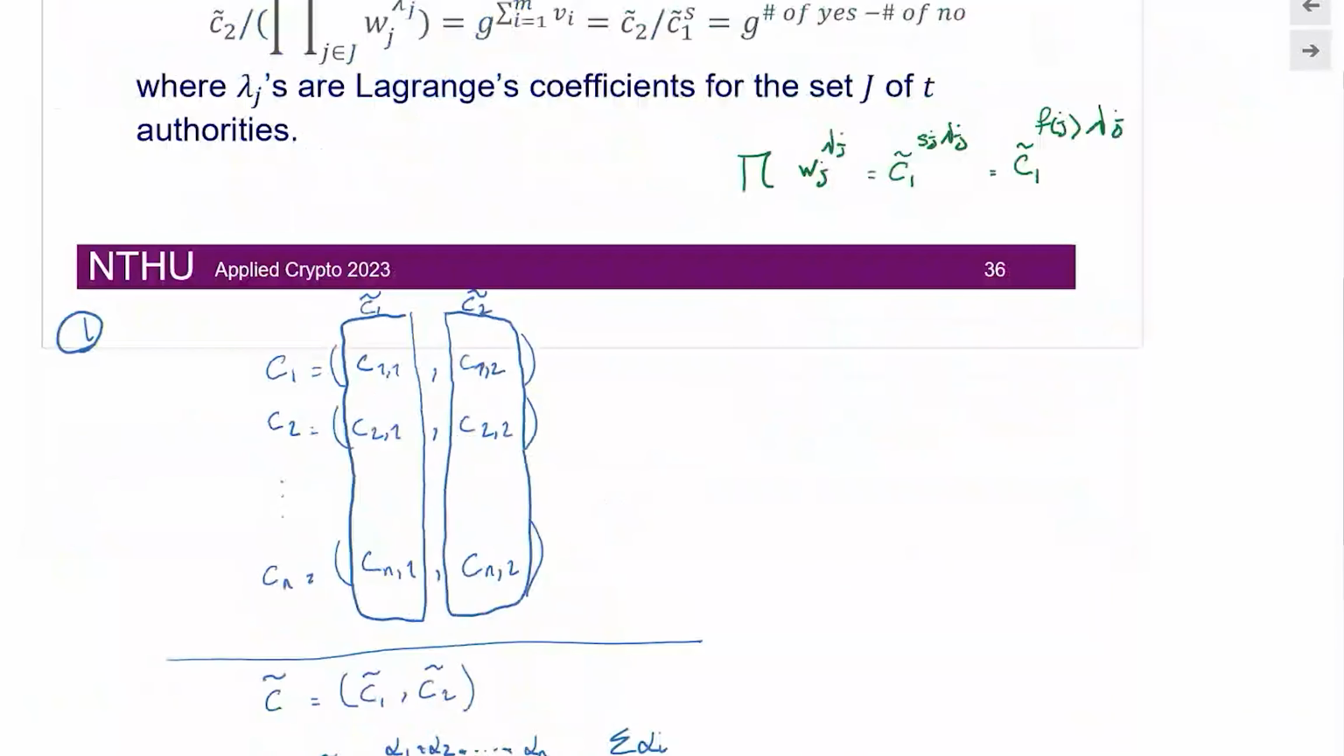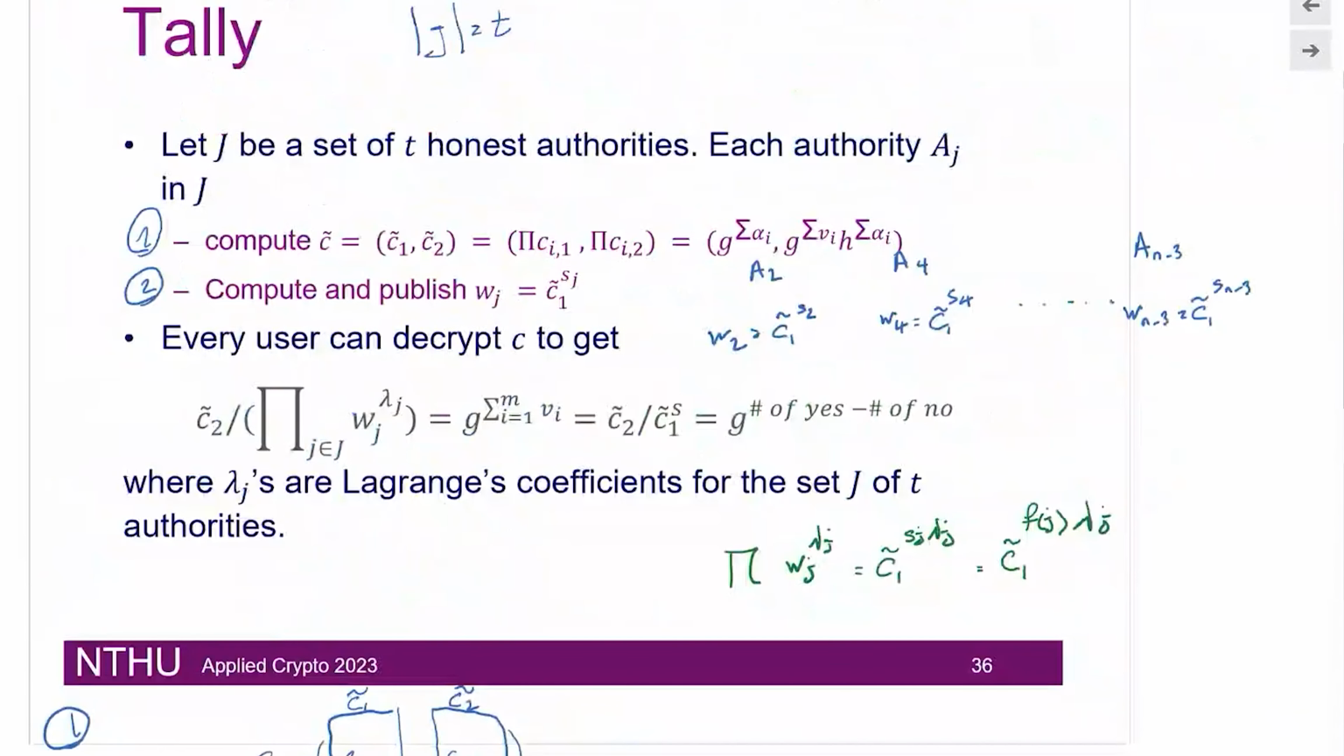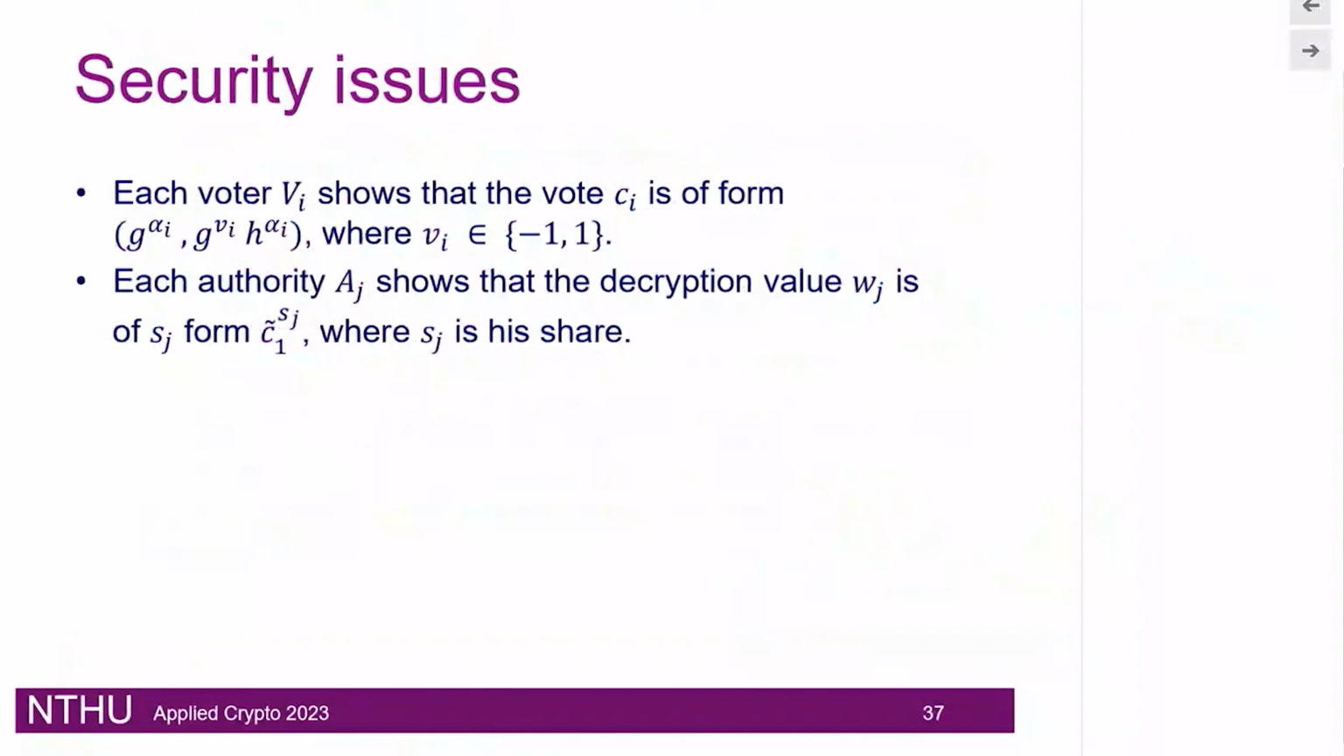But there are a few things that we need to clear out before we really go forward, and these two are very important. Number one is that we want to make sure that everybody has voted in a correct way. That means that when the user Vi voted yes or no, it is indeed in the format of yes or no. That is case number one.